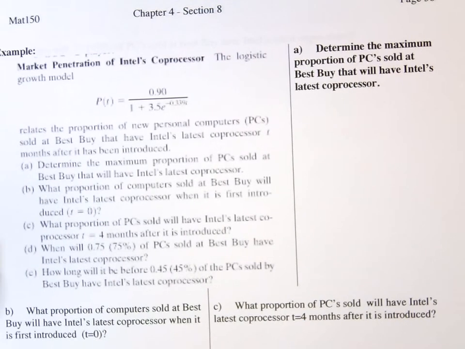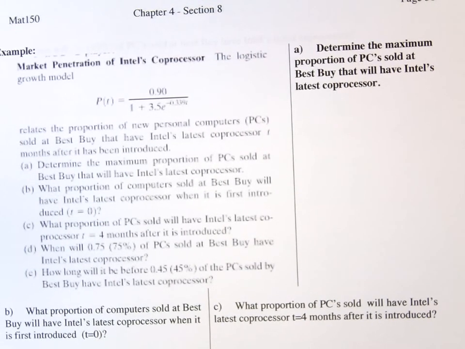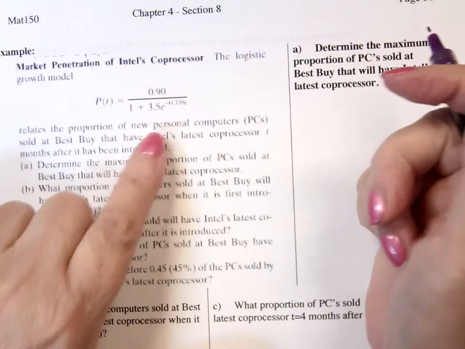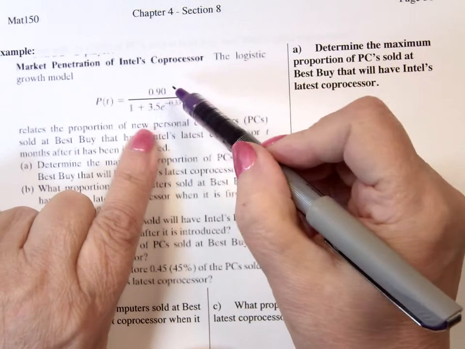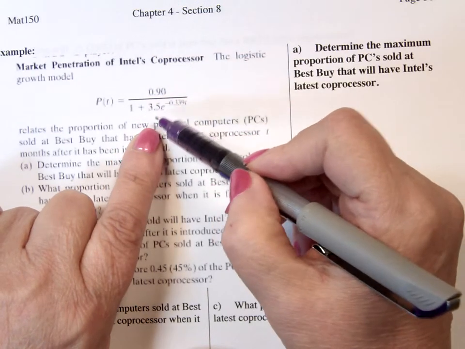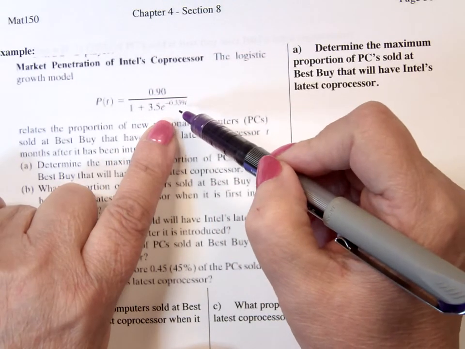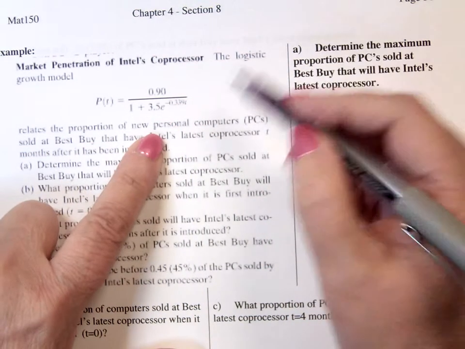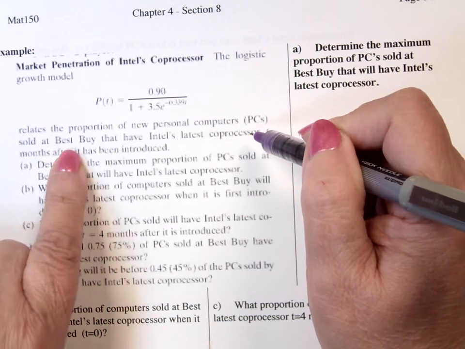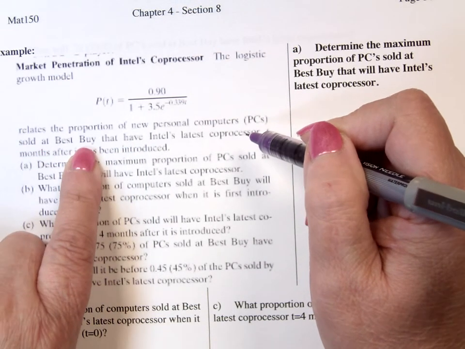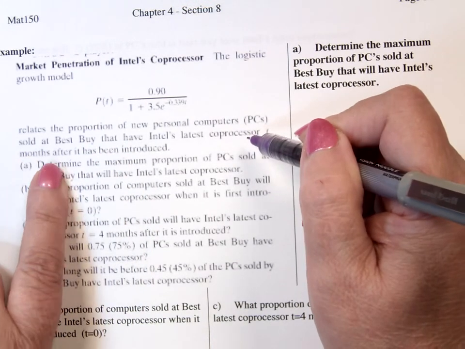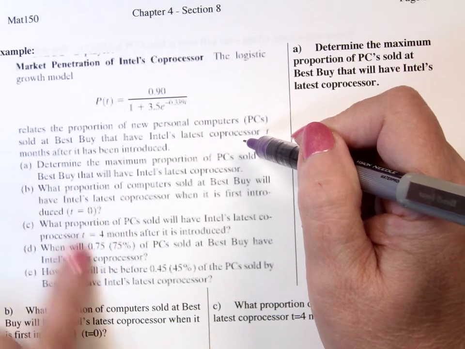And this really kind of makes sense. Market penetration of Intel's coprocessor. The logistic growth model, and they've given it to us, which is 0.90 over 1 plus 3.5 e to the negative 0.339 t. It relates the proportion of new personal computers sold at Best Buy that have Intel's latest coprocessor t months after it's been introduced.